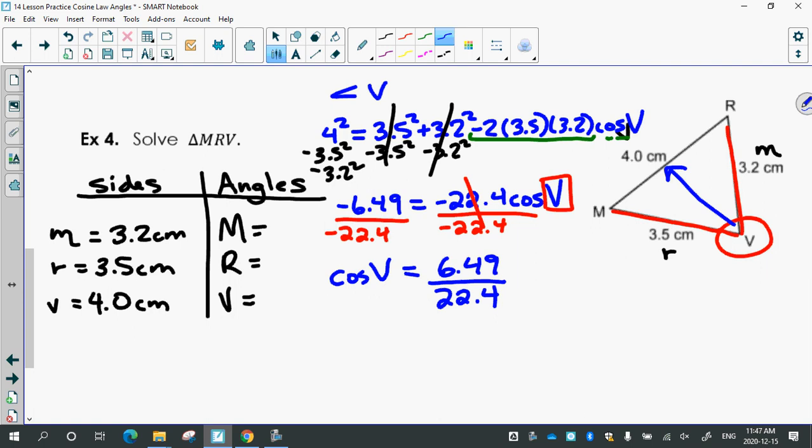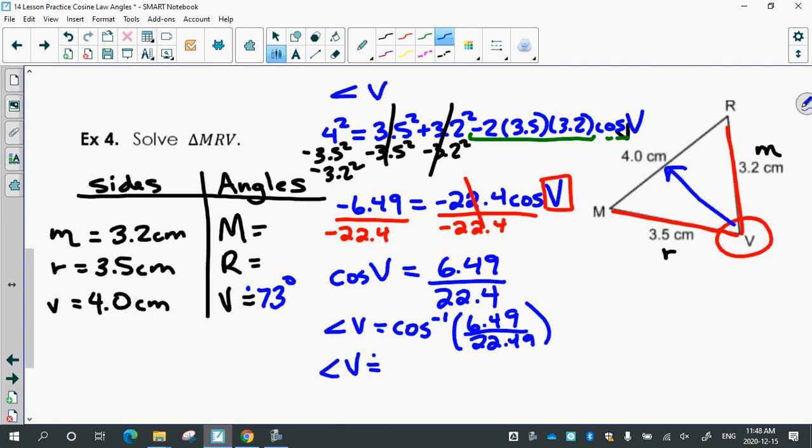To get angle B, you have to do the cos inverse. So to undo cos, it's cos inverse. And that's going to give you angle B. And that is our largest angle. It will turn out to be the largest angle because it's between the two shortest sides. So approximately 73 degrees to the nearest degree. Okay, so a dot for approximately 73 degrees. Is everybody good there?